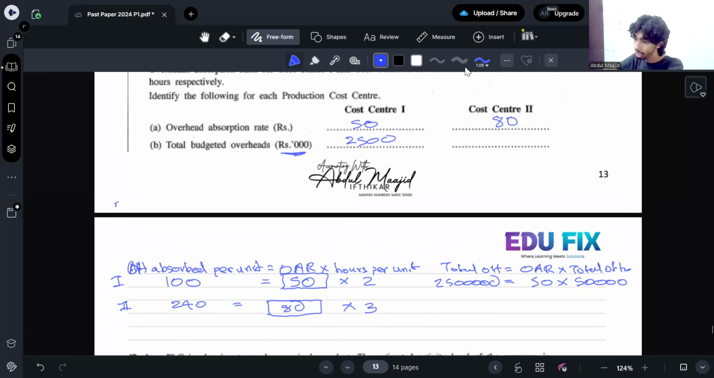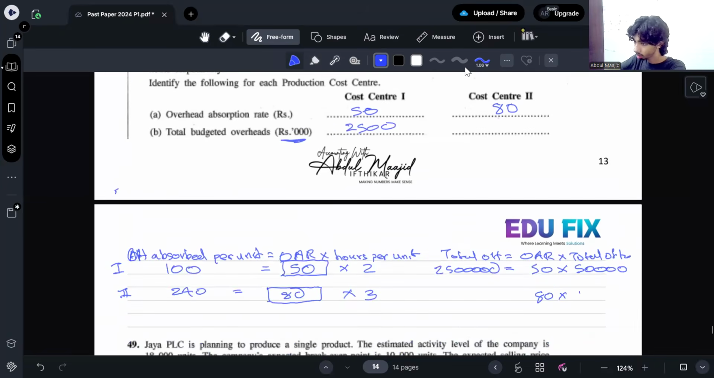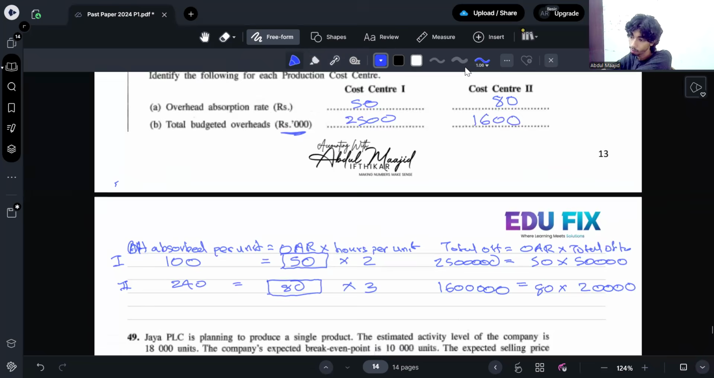Then cost center 2. Cost center 2 OAR is 80. They are using machine hours, 20,000 machine hours. Total overhead will be 20,000 into 80, 1,600,000. That is 1,600. Hope you have got that. Then the last two questions.